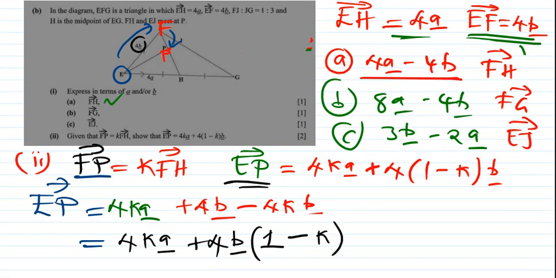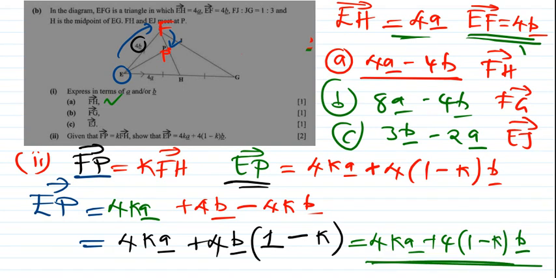Okay, now on the next step, you can just take the b. Writing the b in front is as good as putting it at the back of the brackets. So we can just have 4k vector a plus 4, open the brackets, 1 minus k, and then vector b at the end. So we can now see that we've actually shown. So hence shown. So that's how you answer a vectors question.